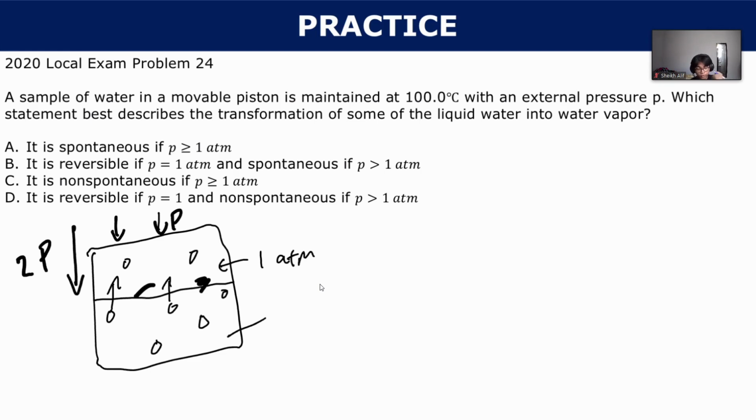And so both of those things are going to manifest into answer choice D, which says it is reversible at pressure equals 1 and not spontaneous if pressure is greater than 1 atmosphere. That's answer choice D, and that is the correct answer.